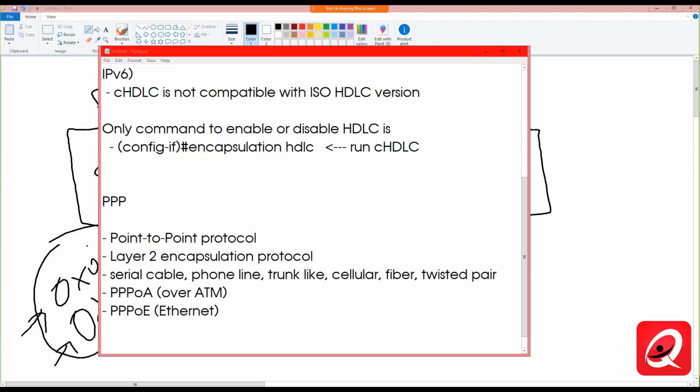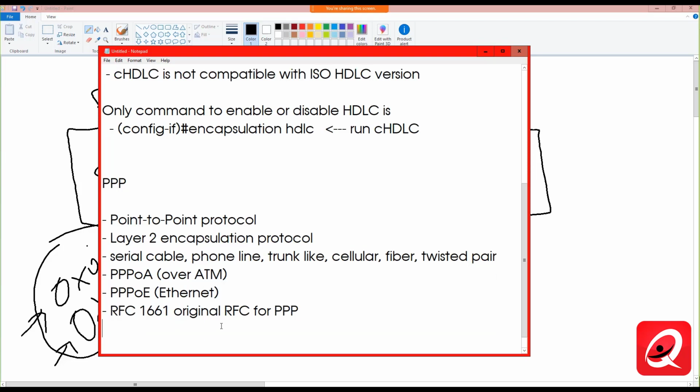PPP was actually developed after HDLC. So what they decided to do when they invented PPP was to include all these additional features that were only seen in, at that time anyway, proprietary data link protocols. Not that you need to know this, but I read this document before when I was creating additional courseware. RFC 1661, an easy one to remember, was the original RFC for PPP.